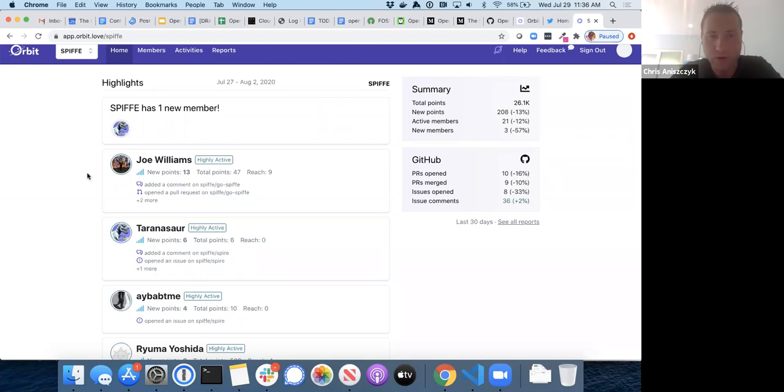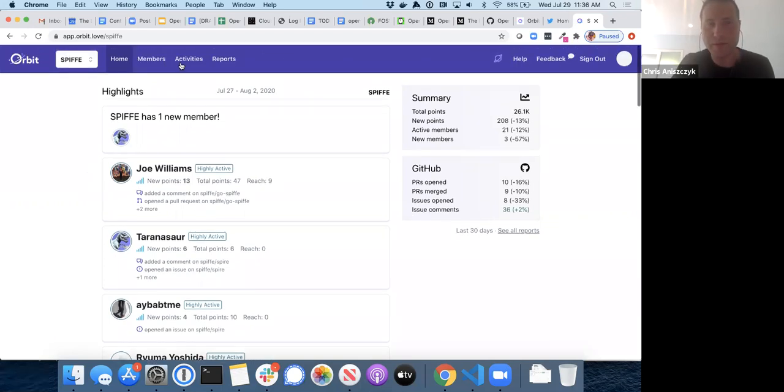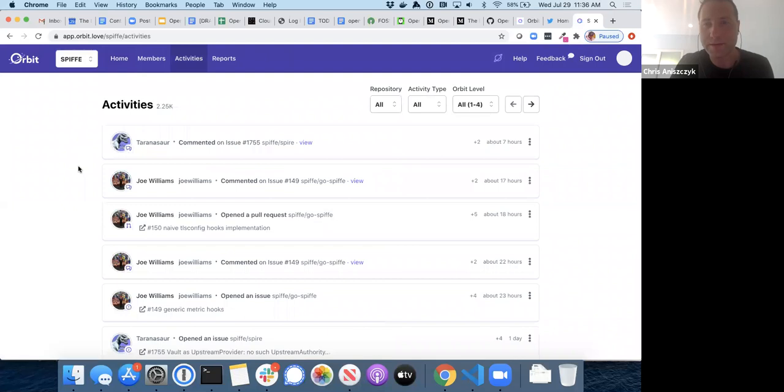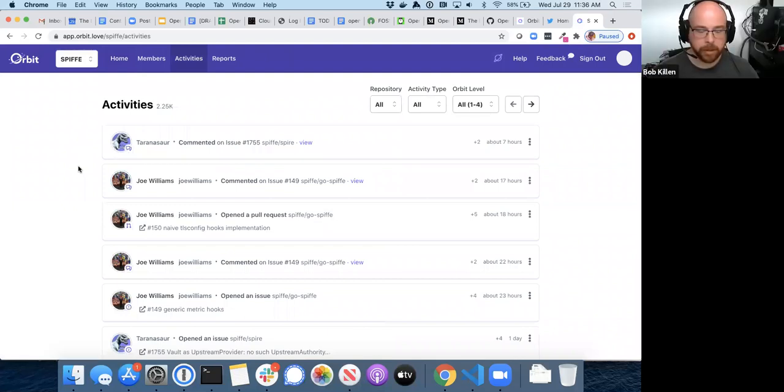Does anyone have any questions, thoughts, or concerns about the tool? I'm happy to go through it a little bit more. Is it a GitHub app that's plugged into it? I only did a little bit of reading on how it integrates.